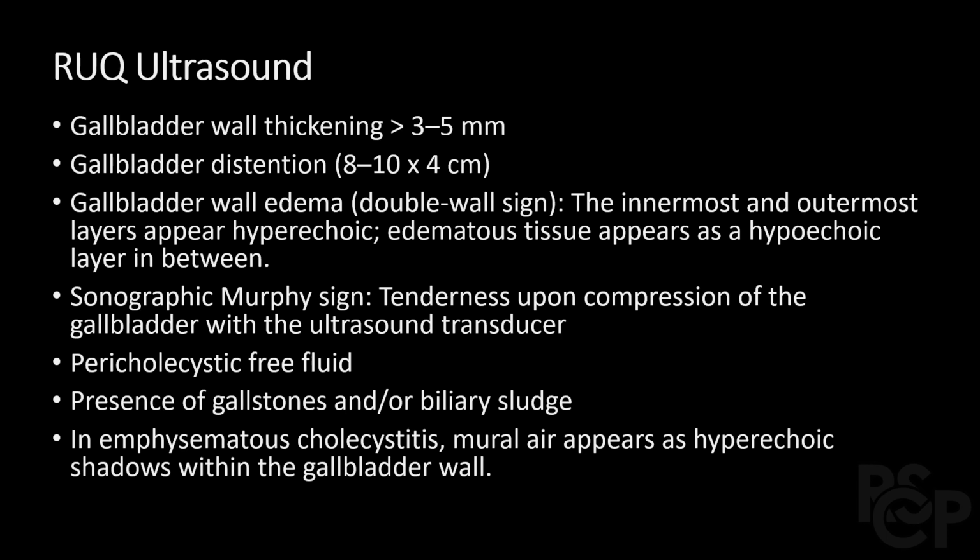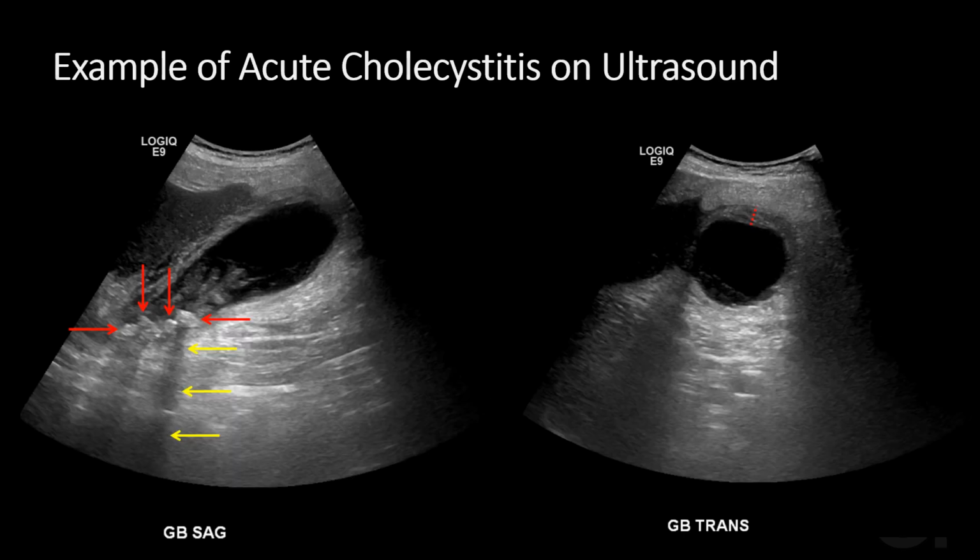diagnosis. On ultrasound, we look for signs of gallbladder wall thickening greater than 3 to 5 millimeters, distension, gallbladder wall edema, sonographic Murphy sign, and pericholecystic free fluid. It is also helpful in identifying gallbladder neoplasms.